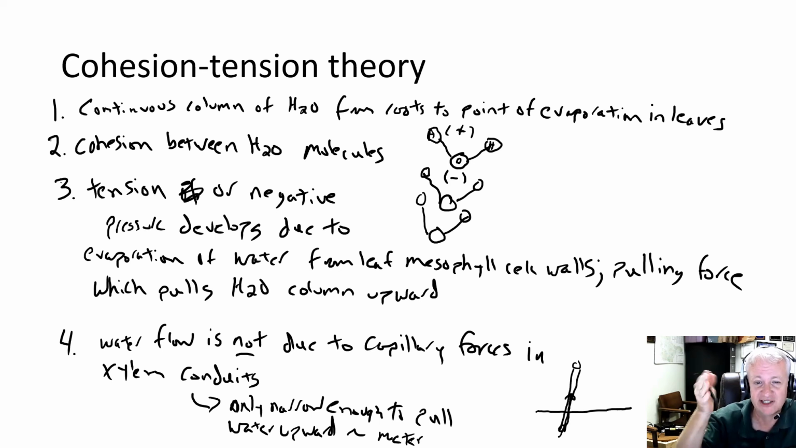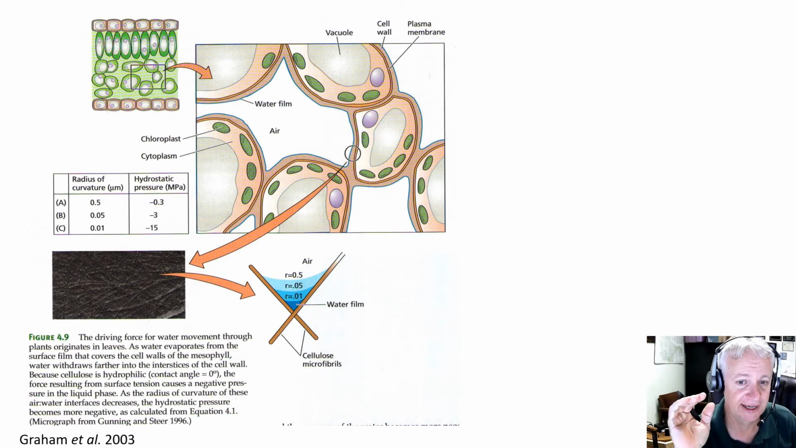So we know that this flow of water through the xylem of a tall tree is not due to capillary forces in the xylem. Tracheids, the narrowest tubes, for instance, are not narrow enough to generate sufficient capillary force to cause that. Okay, so I just told you that capillary forces in xylem conduits are not the source of the pull that moves water by cohesion tension.